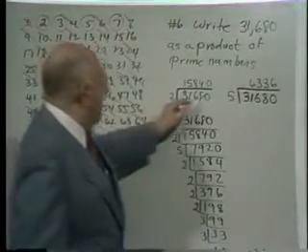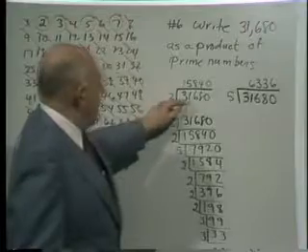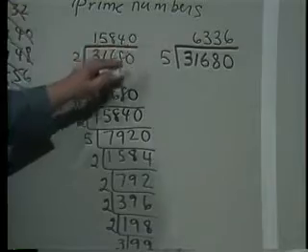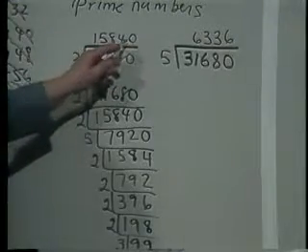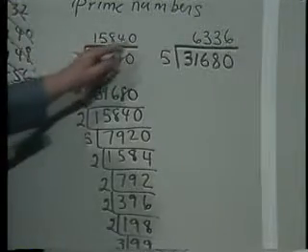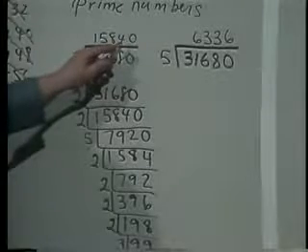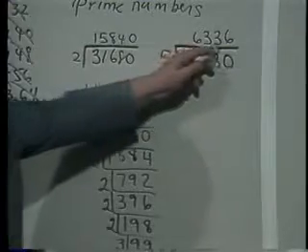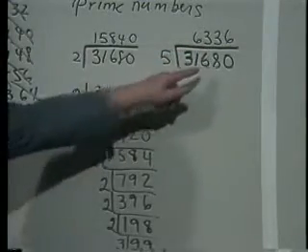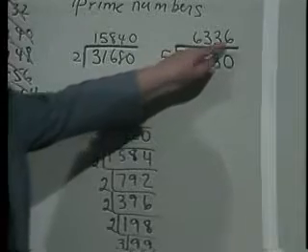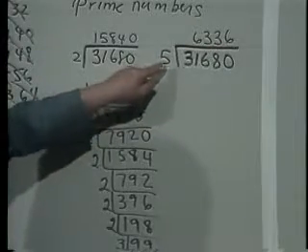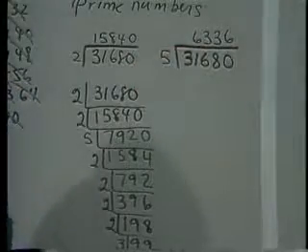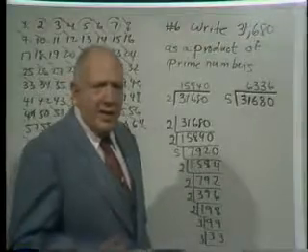See, I could have decided to divide by 2 first, in which case 31,680 would be 2 times 15,840. But 15,840 isn't a prime, so I could break that down further. How do I know it's not a prime? Ends in 0. It's divisible by 2 and 5. I could have divided by 5 first and got 6,336. See, 31,680 is also 6,336 times 5. How do I know this isn't the end? See, 5 is a prime number, but this one can't be a prime because it ends in 6. And any number that ends in 6 is divisible by 2.